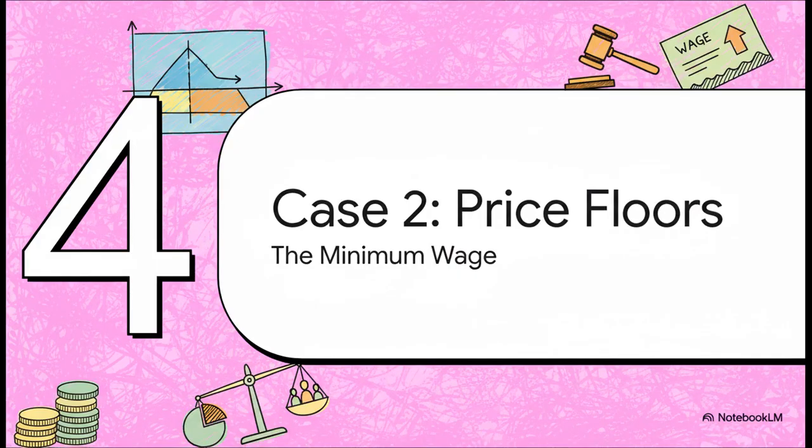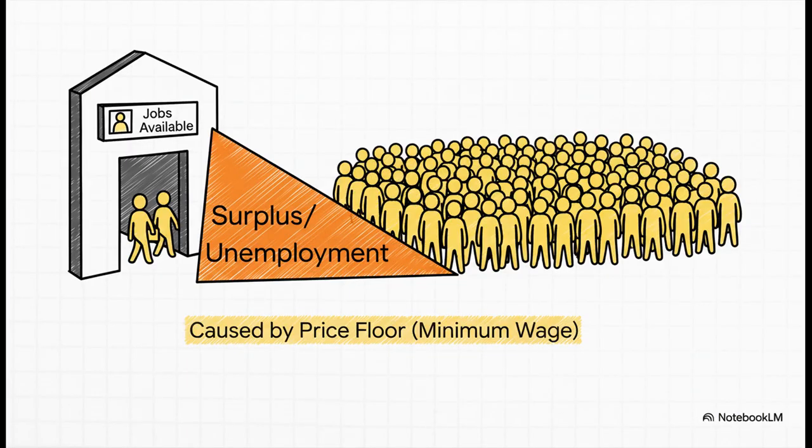All right, let's flip the script for our second case study, price floors. This time, we'll use the minimum wage as our example. Here, the government sets a price, a wage, above what the market would naturally set, all with the goal of helping workers. So, just like a price ceiling creates a shortage, a price floor creates a surplus.